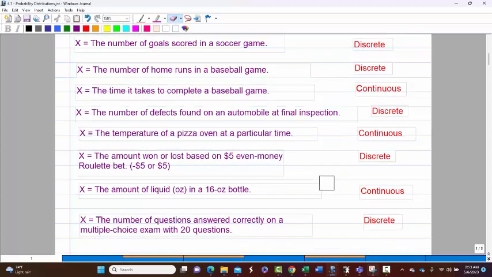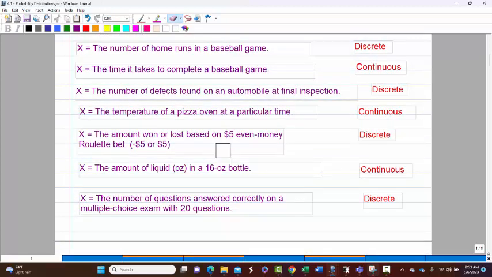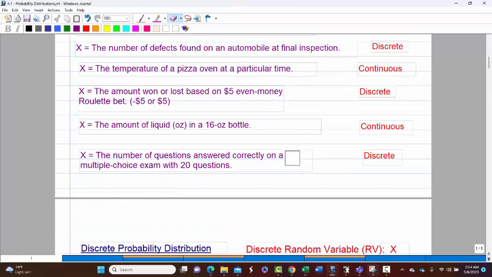The amount won or lost based on a $5 even money roulette bet, you're either going to lose 5 or you're going to win 5. So that would actually be discrete. It's not countable, but it only has those two outcomes. And I've already talked about this one, the liquid in the bottle, but that would be continuous. And the number of questions answered correctly on a multiple choice exam with 20 questions, that would be discrete. It's perfectly countable.